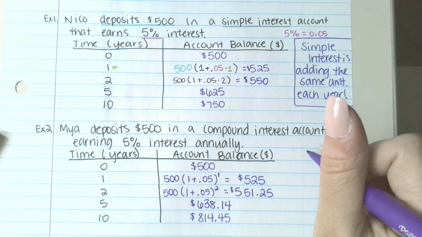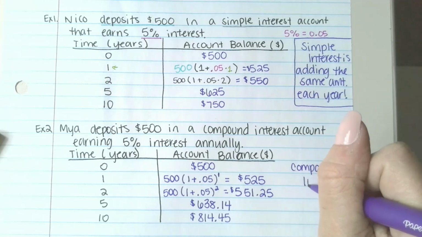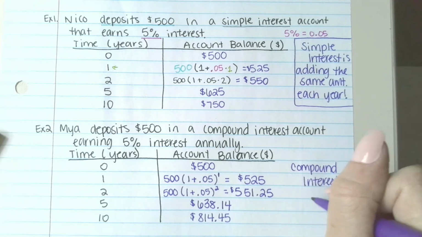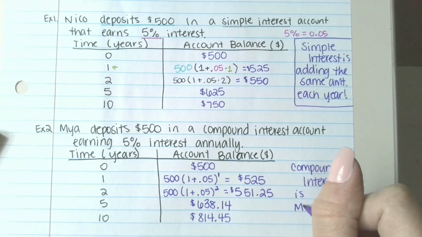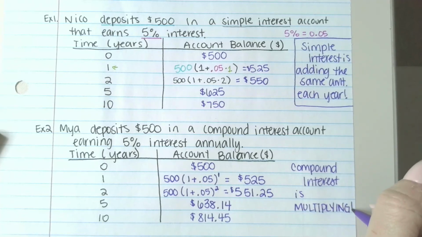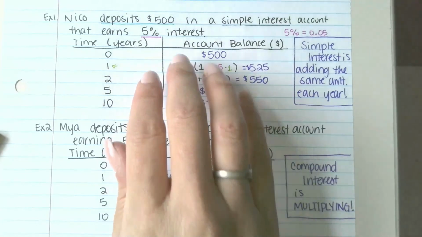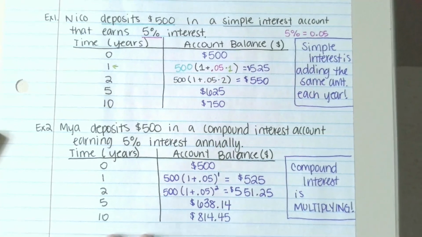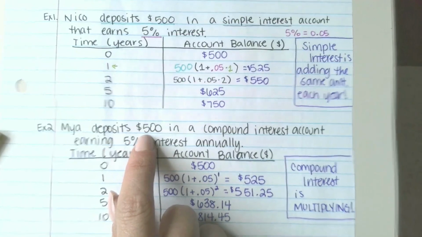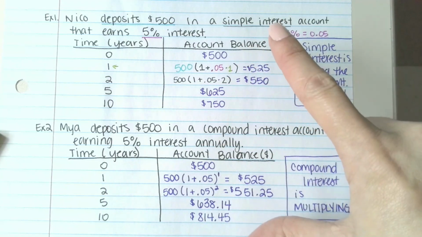And so the thing that you need to remember about compound interest is that this one is multiplying. So where simple interest is adding the same amount, compound interest is multiplying by the same amount every single time. Where simple interest is linear, compound interest is exponential. And so the more money that you put into your account and or the higher your interest rate is, the more that these two values will grow apart.